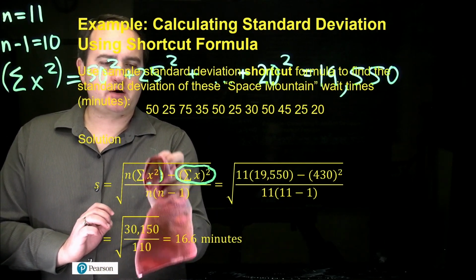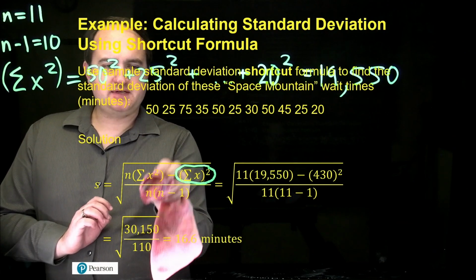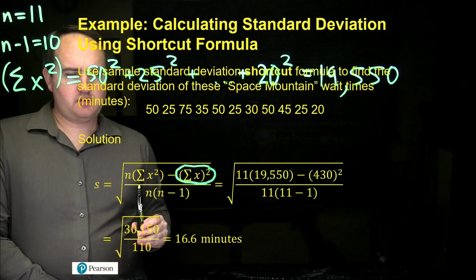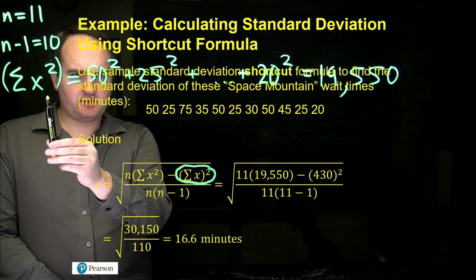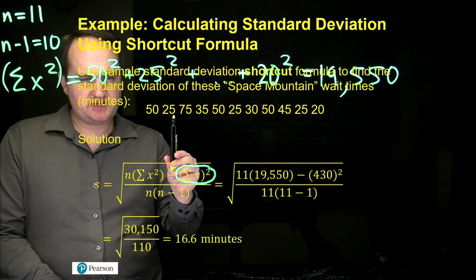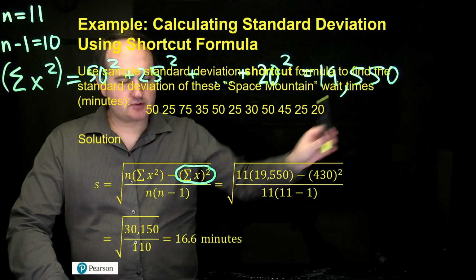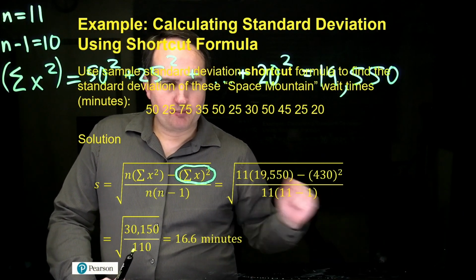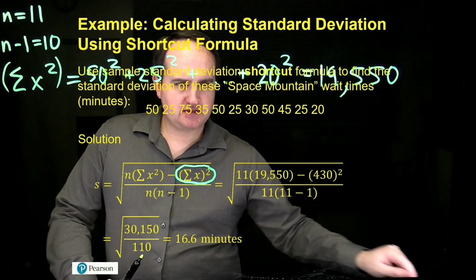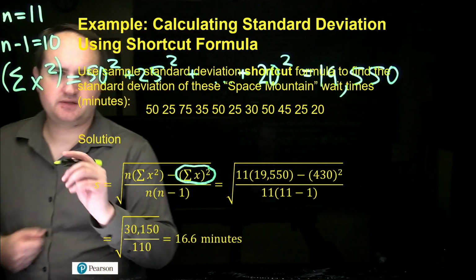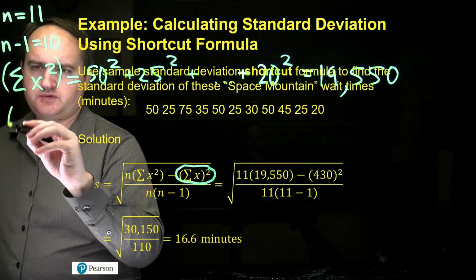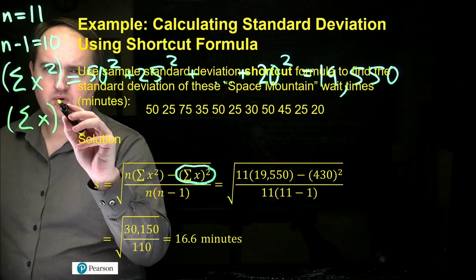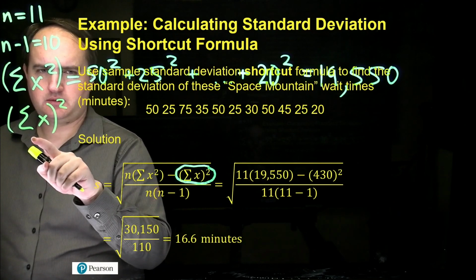Okay, so for that part, we really just need to understand what it's saying. So the sum of x squared, which we just calculated, means we square each data value and then we add up all those squares. This one, parentheses, sum of x, parentheses squared, actually looks very similar to what we just calculated. So what's the difference between what we just calculated, and this?